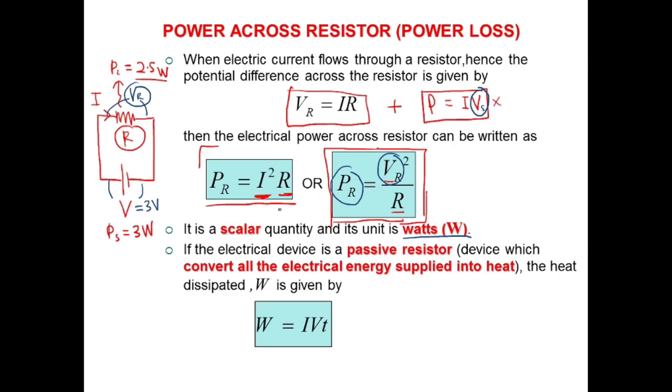From this formula we can also calculate the electrical energy supplied into heat, which refers to the energy specifically released on the resistor. So if we want to use this formula, we must make sure that the voltage is measured directly on resistor R.